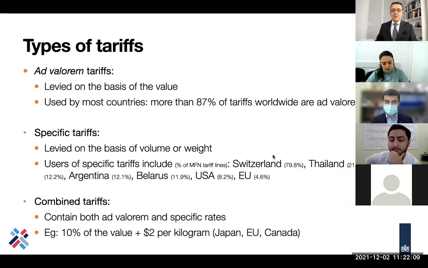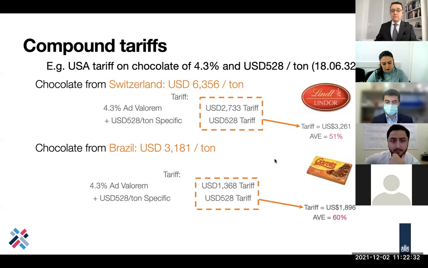Then there are really interesting tariffs which are combined. So there is a component of being ad valorem and there's a component of being specific, right? Japan, the EU, Canada, all of them use this thing where you have one specific tariff and then on top of that an ad valorem one. This is what are called compound tariffs.